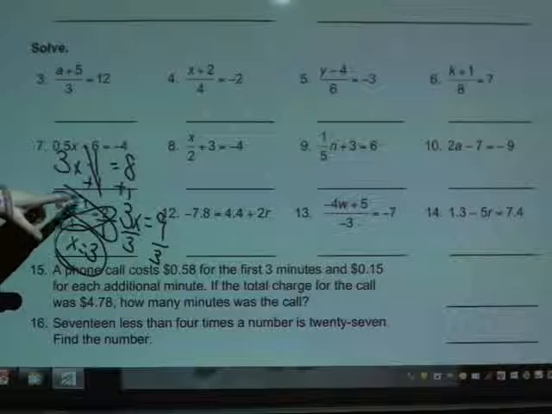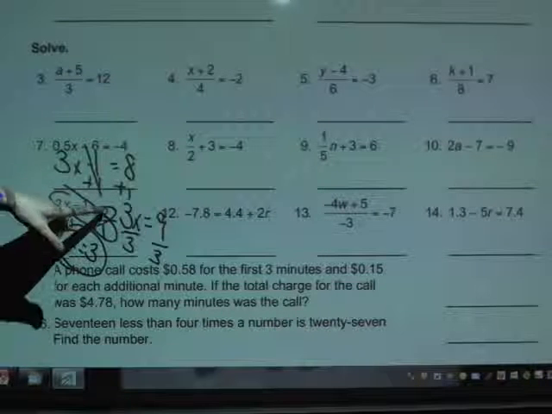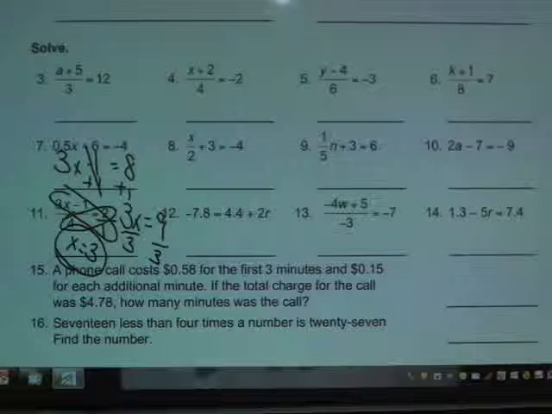Again, you can check it by plugging that back in for x. 3 times 3 is 9. 9 minus 1 is 8. 8 divided by 4 is indeed 2.